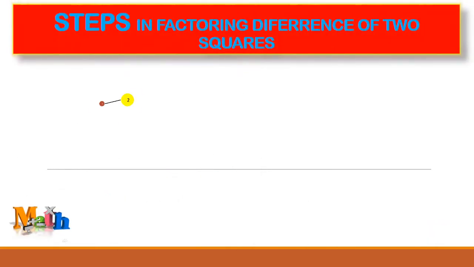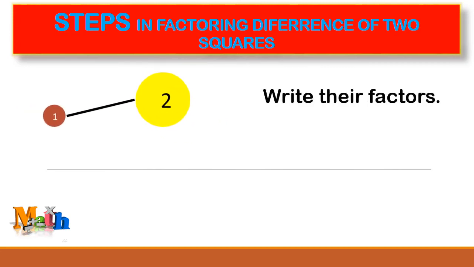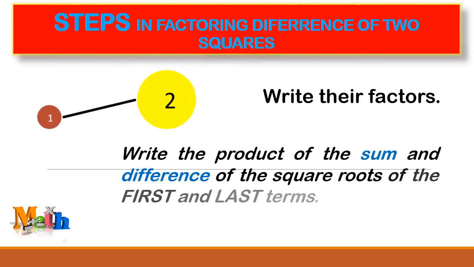So what is the second step in factoring the difference of two squares? So, write their factors. How do we write the factors? Write the product of the sum and difference of the square roots of the first and last terms.